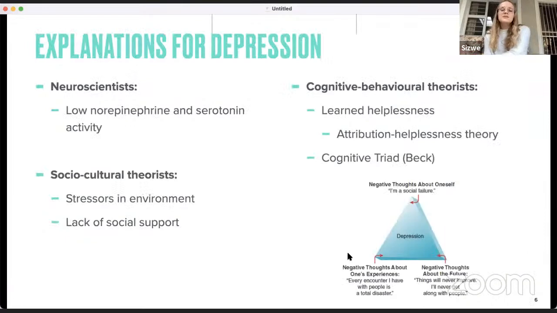Okay, so obviously there are different explanations for depression. The one we've discussed the most has been the neuroscience one, where we think that it's linked to low norepinephrine and serotonin activity in the brain.